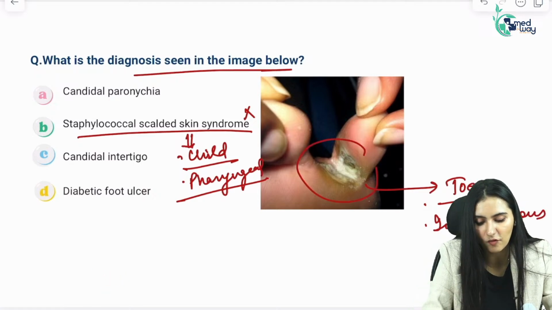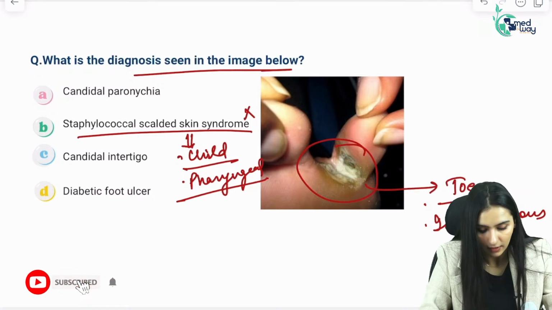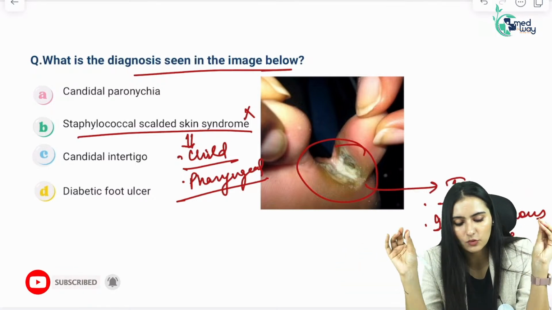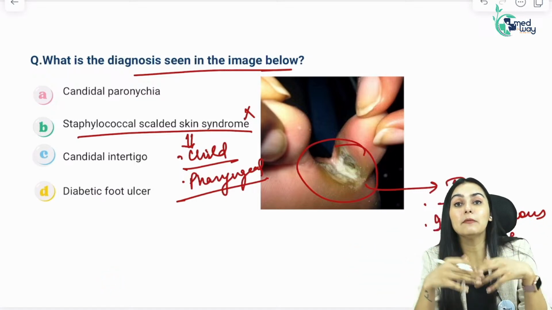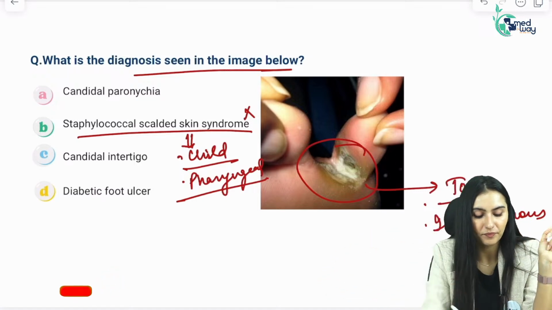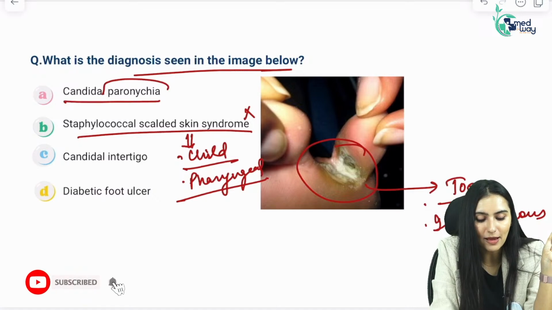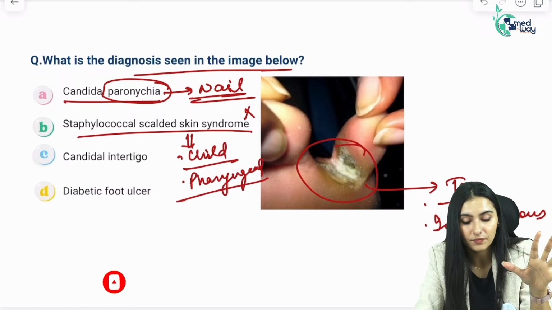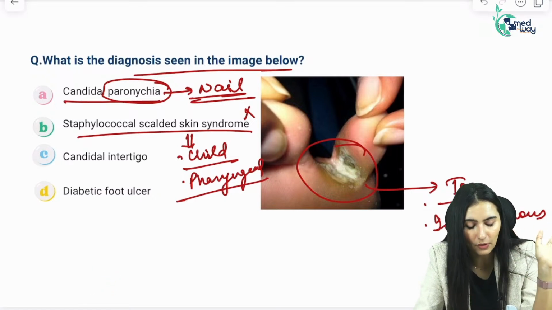Okay. And this is the involvement. Now, staphylococcal scalded skin syndrome is ruled out. It is going to be a child who has skin peeling, so that is not what it is. Candidal paronychia. What is paronychia? It is a nail infection. At least the picture will have a nail. There is no nail over here, so not paronychia.